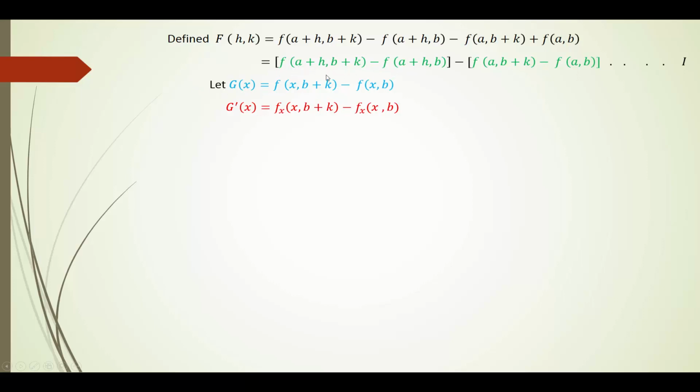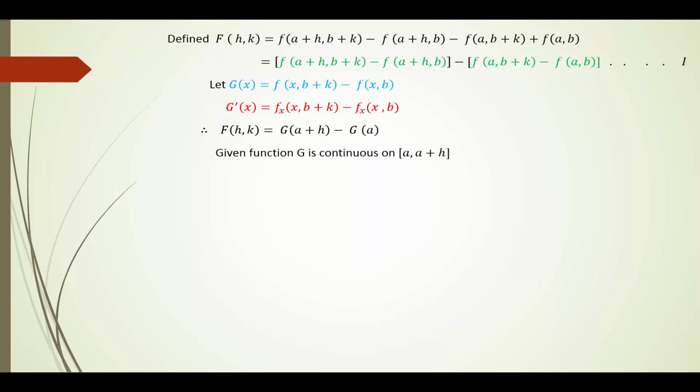This bracket is g of a plus h, and similarly this bracket is g of a, because the x coordinate is a and the y coordinate is b plus k. If the variable is x, then g of x. Here the x coordinate is a, so this bracket is g of a, this bracket is g of a plus h, and this bracket is g of a. So f of hk: the first bracket is g of a plus h, the second bracket is g of a, so g of a plus h minus g of a.